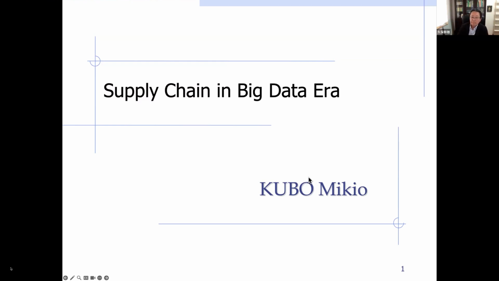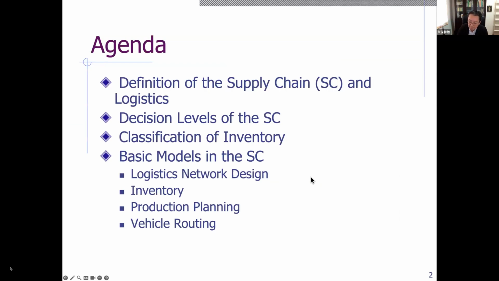This is the agenda of this lecture. I will start with the definition of the supply chain and logistics, and introduce 3 decision levels of the SC, and then show you the classification of inventory. Next I'm going to talk about several models in the SC. They are logistics network design, inventory, production planning, and vehicle routing.